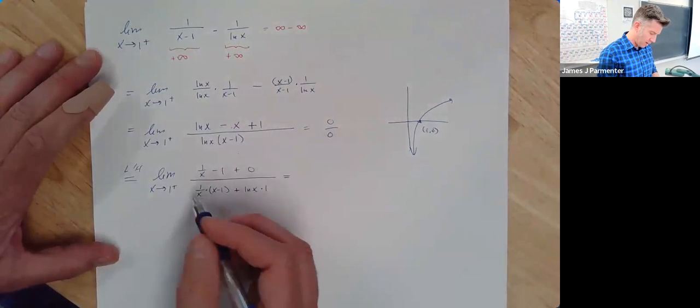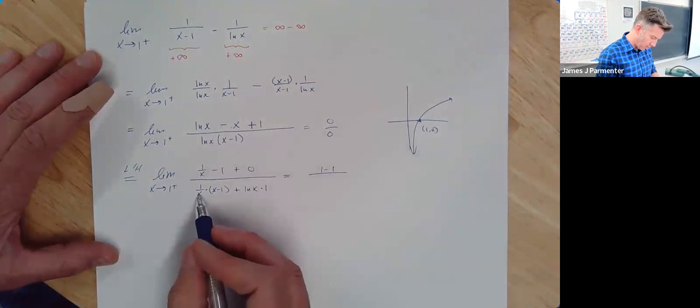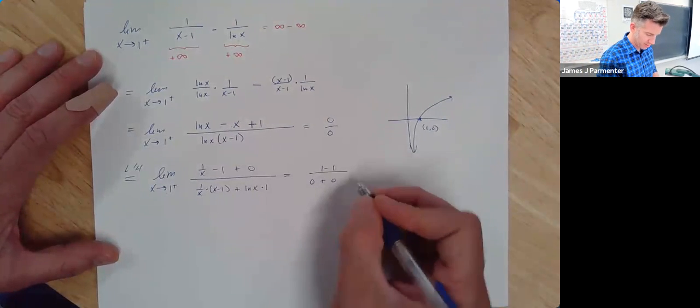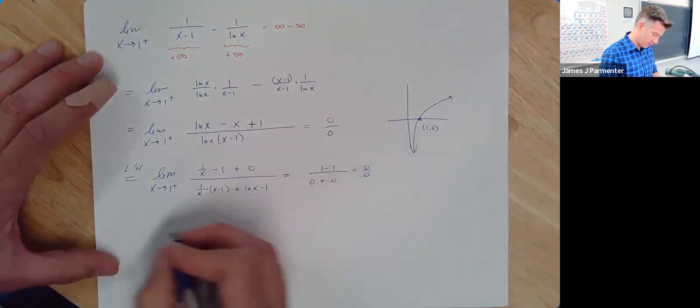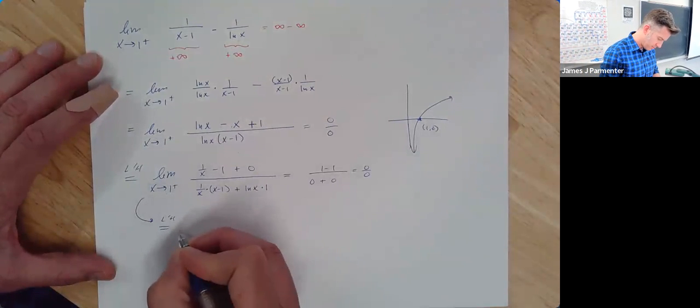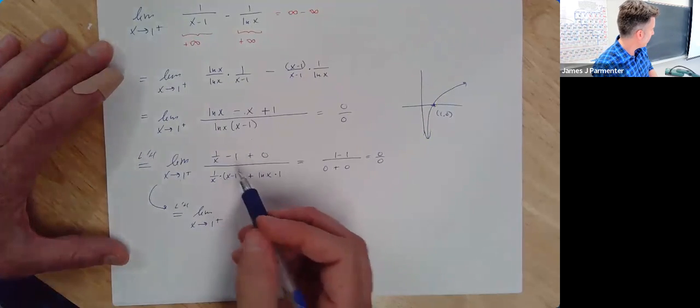And my gut says it's probably still going to be 0 over 0, but let's check anyway. On top, if I plug in 1, I definitely get 1 minus 1, which is 0. On the bottom, if I plug in 1, I get 1 times 0 plus the natural log of 1, which is also 0. So I do get 0 over 0. So I keep using L'Hopital's. And now we take the derivative of the top again.